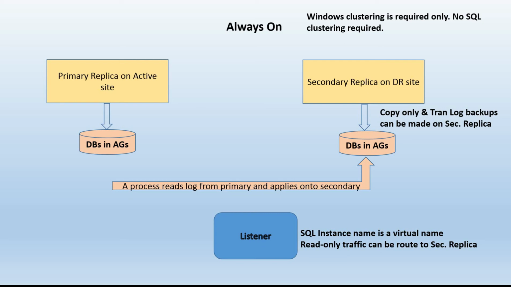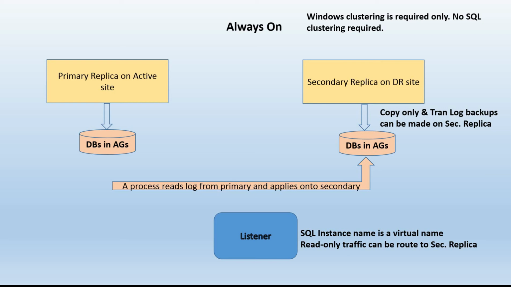Depending on how many replicas you have, it will route to the right replica, but that requires some configuration on the Always On side. In addition to that, you can also offload your backups to the secondary replicas, any of the secondary replicas. That's why I have said that it has limited load balancing.